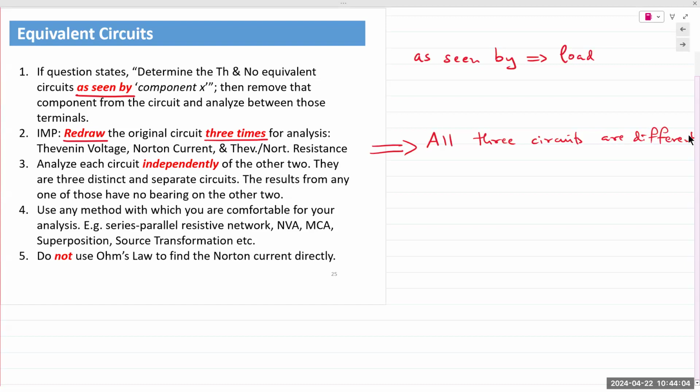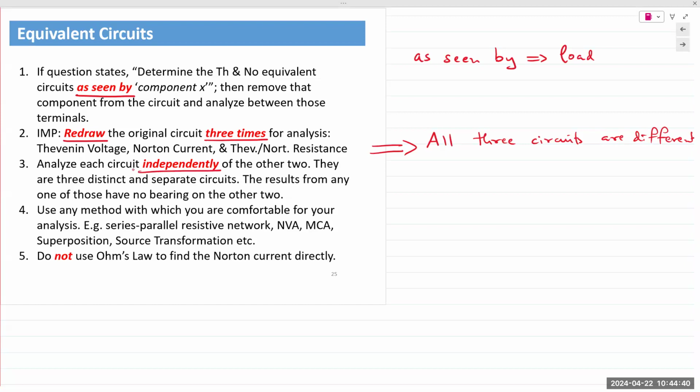If you have not yet looked at the final exam page, this is a 30-point problem in the final exam. Okay, it tests and assesses everything from chapters 1 and 2. It will test mesh current analysis, node voltage, REQ, voltage division, current division, determining the Thevenin and Norton. It runs over 4 pages long. Okay, it's multiple problems in one. Anyway, so again, analyze each circuit independently of the other 2.